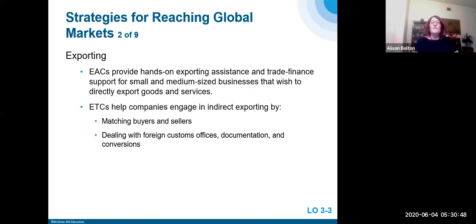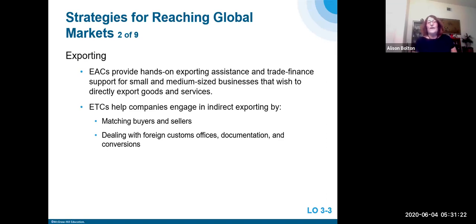On the other hand, let's think about where we were in that chart. So we're at licensing, now exporting. The ETCs provide hands-on exporting assistance. So when we look at these individuals, they are like our brokers, agents, exporting agents that help to do this work. It's really important to have a relationship with them. If you don't, you need to build one.